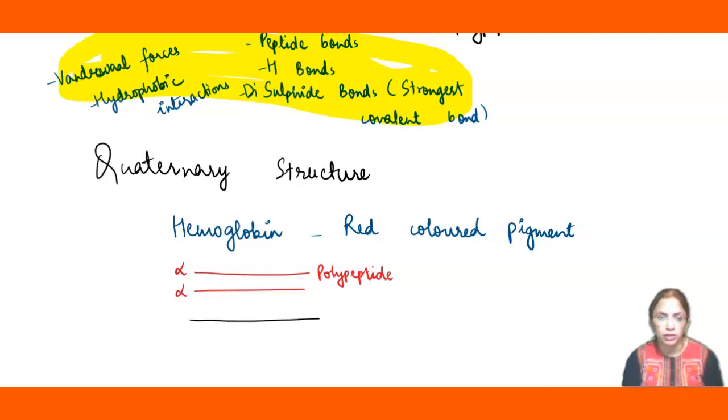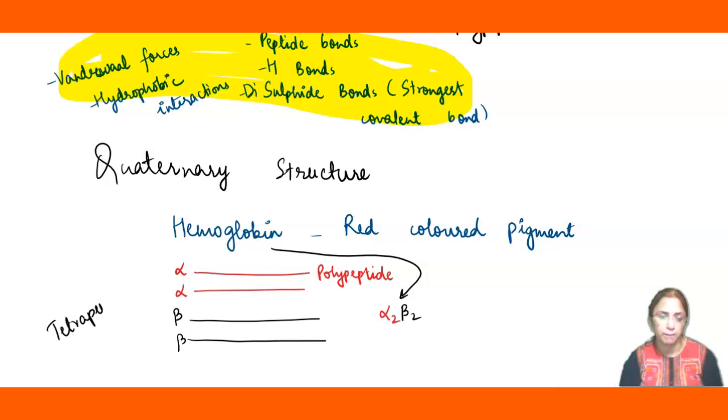And two other polypeptides, they are similar to each other, right? So we can write the structure as alpha 2 and beta 2. So hemoglobin can be written as alpha 2 beta 2. That means two chains are similar to each other and two other chains are similar to each other. That means it is a tetrapeptide structure.